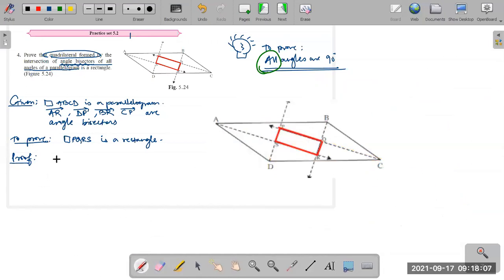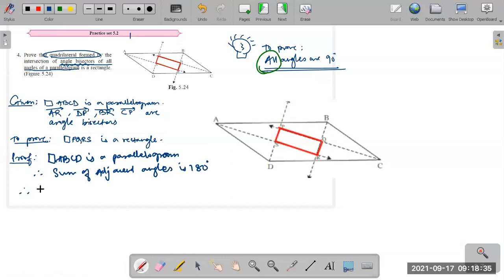Okay, so first we start with saying that quadrilateral ABCD is a parallelogram. We are given this. Therefore, what can we say? Therefore, the sum of adjacent angles is 180 degrees. Angle D plus angle C equals 180 degrees.